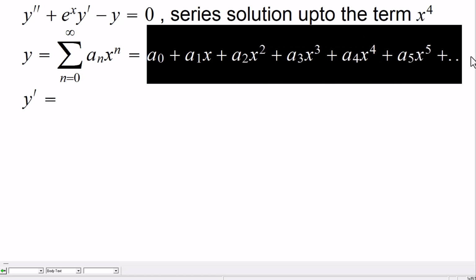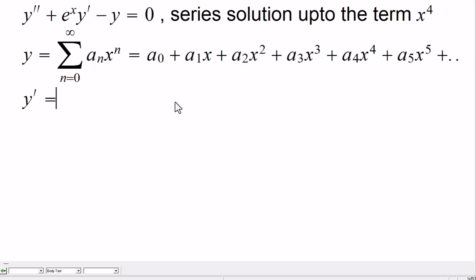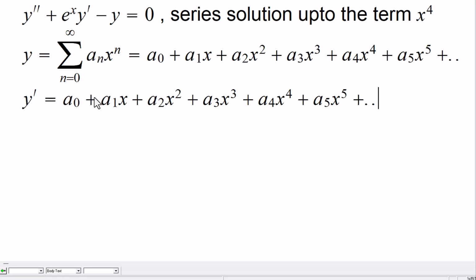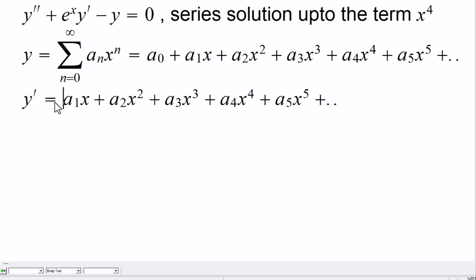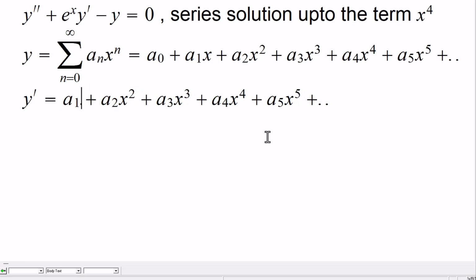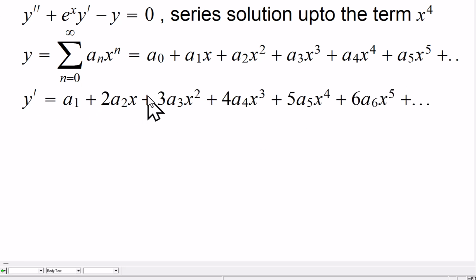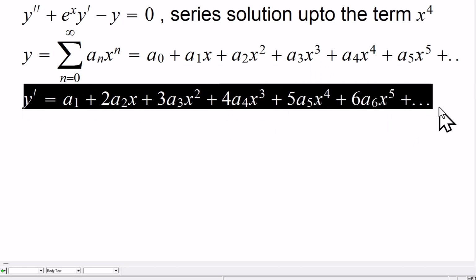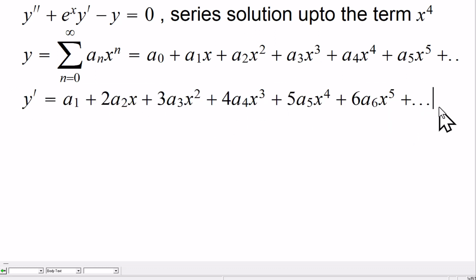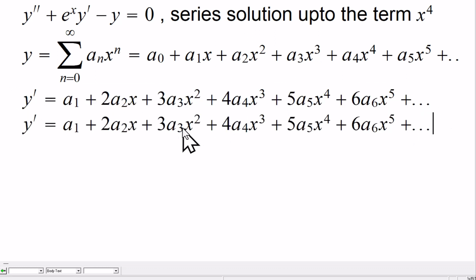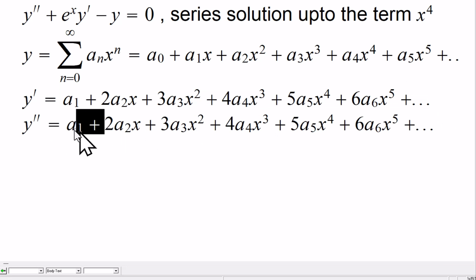When we find y prime, a sub 0 is a constant, so we will have a1x, and I'm going to write the others and bring it back to you. So here is y prime. Then you will be differentiating a2x squared, a3x cubed, and that will turn into this equation, y prime equals that series in terms of x. And then here we have y double prime, so a1 is a constant.